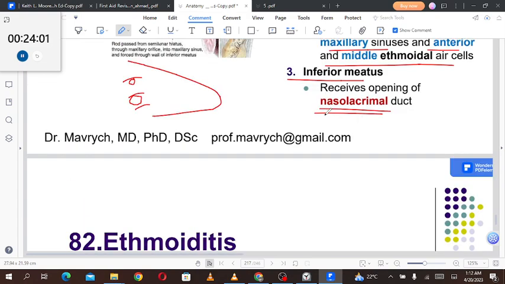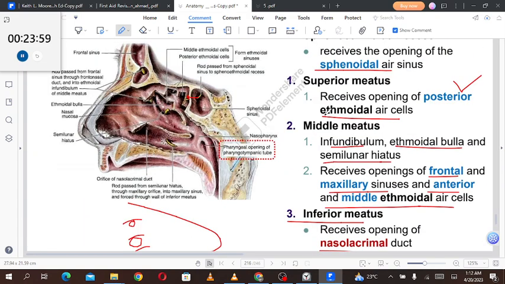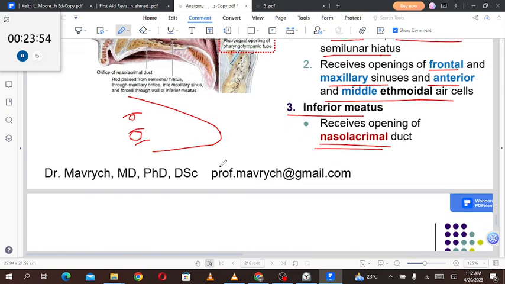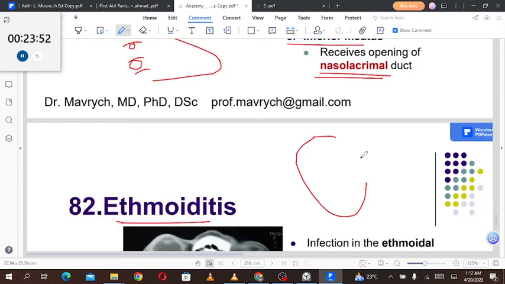Another point is that there are sinuses. The major sinuses are the maxillary sinuses. Suppose there is the face of a person: these are the eyes, here we have a nose, and these are the lips. The sinuses present in the maxillary bone, like this and like this, are equal in size. So these are the maxillary sinuses.